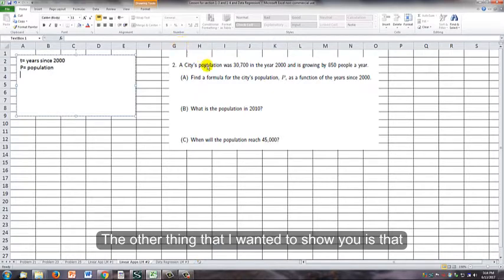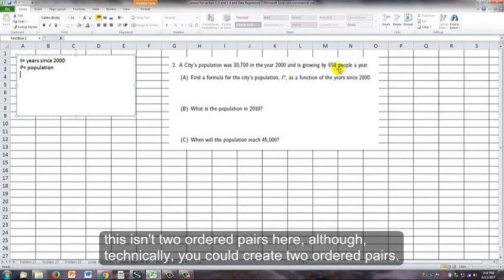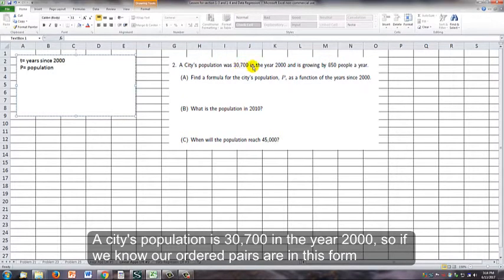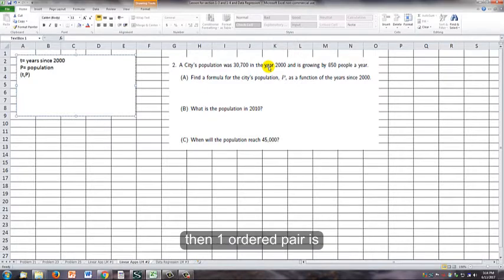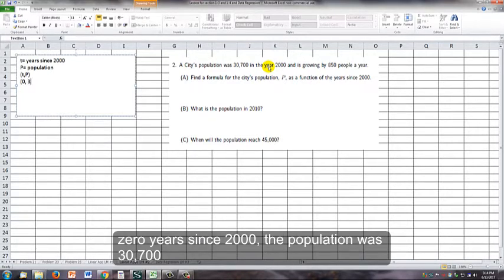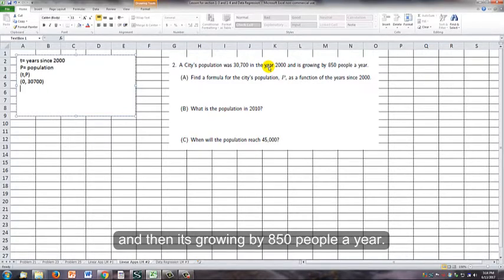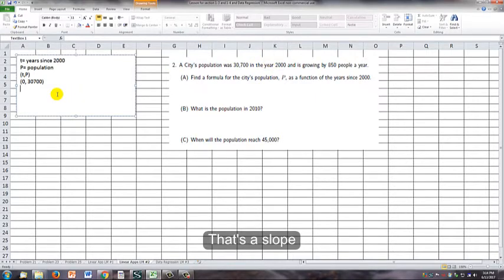The other thing that I wanted to show you is that this isn't two ordered pairs here, although technically you could create two ordered pairs. A city's population is 30,700 in the year 2000. So if we know our ordered pairs are in this form, then one ordered pair is 0 years since 2000, the population was 30,700. And then it's growing by 850 people a year. That's a slope.